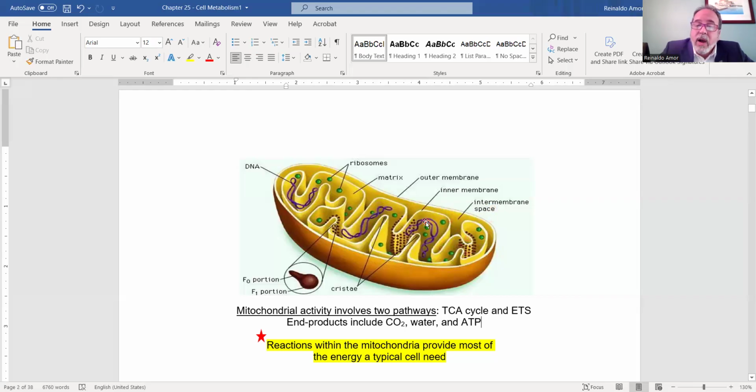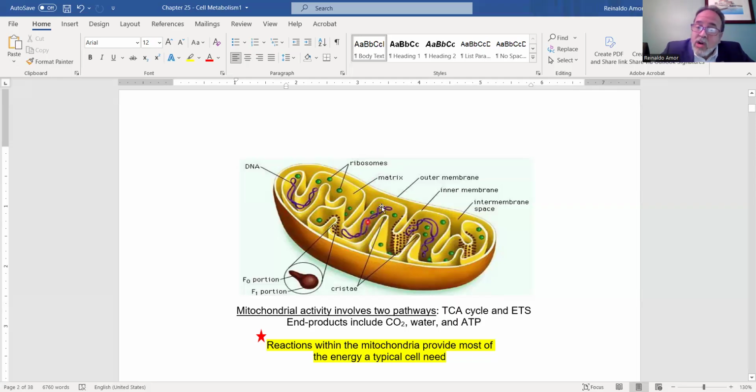Notice that this organelle has an outer membrane, and it also has an inner membrane. So it's a double membranous organelle. In between these membranes, you have a space that's called the intermembrane space. The space inside the inner membrane is called the mitochondrial matrix. And you can see that in the matrix, we have ribosomes and DNA. This is mitochondrial DNA, not nuclear DNA. This DNA is used for the survival of this organelle, while nuclear DNA is for the survival of the cell.